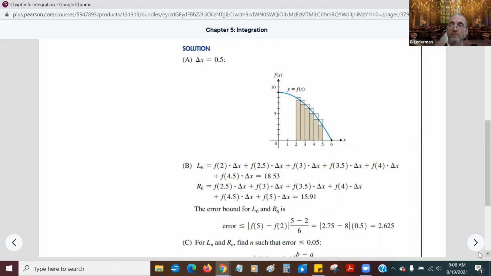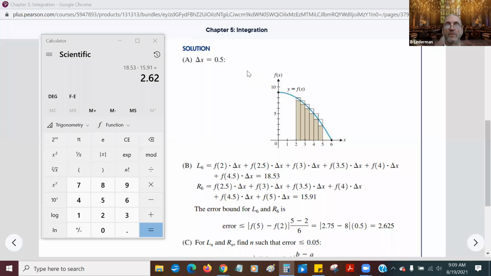And of course, notice that if I take 18.53, which was my bigger answer, and I subtract 15.91, which is my smaller answer, I get 2.62, which is what we got from the error bound. So the error bound, I didn't have to add up all these rectangles. I was just able to make a fast approximation. But when I added up the rectangles, I see that the error bound has to be somewhere in that range. That's kind of interesting. It's kind of cool.